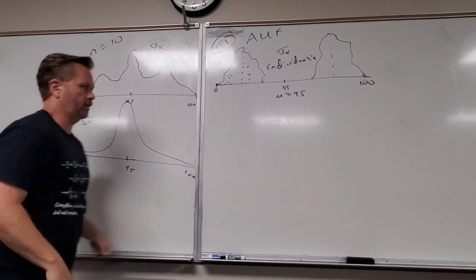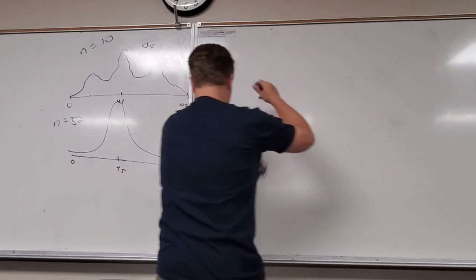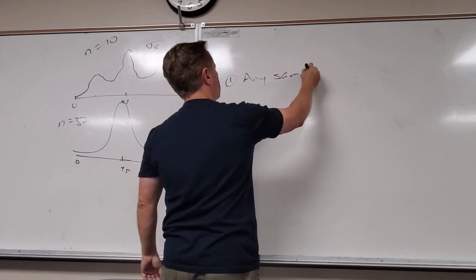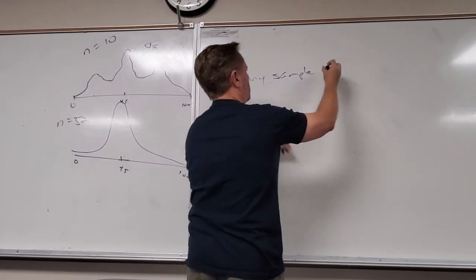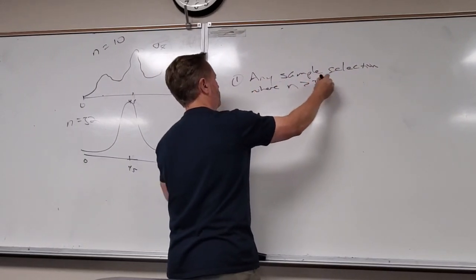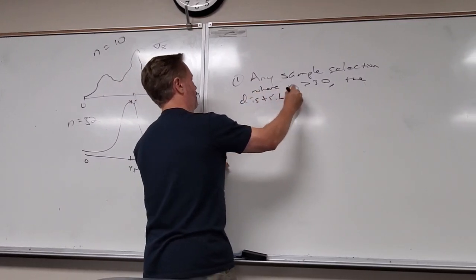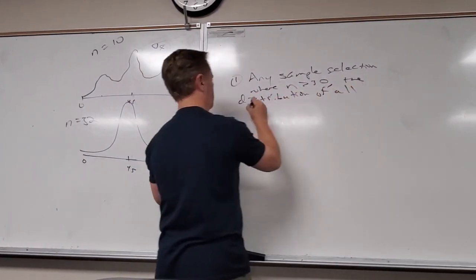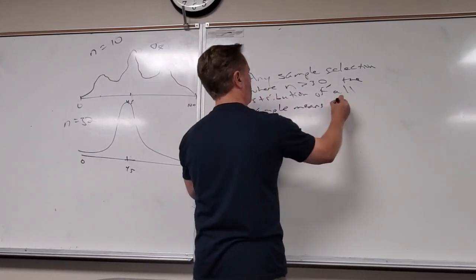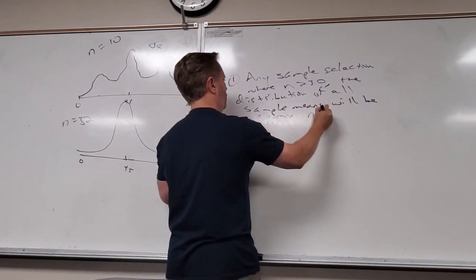Let me say that again, and let me write that. Sample selection where n is greater than 30, the distribution of all the sample means will be approximately normal.